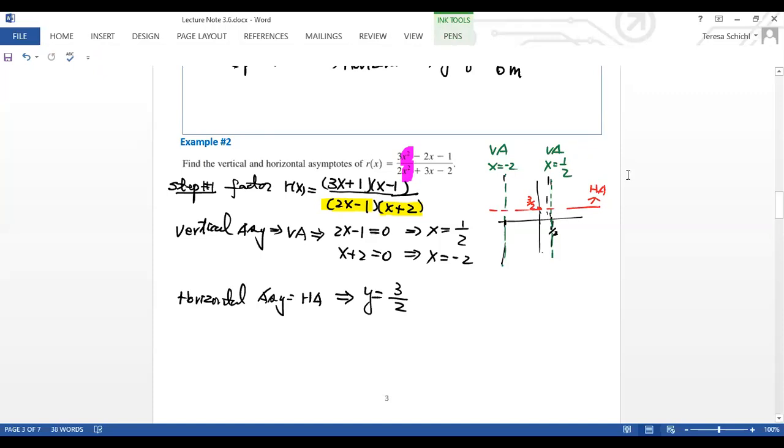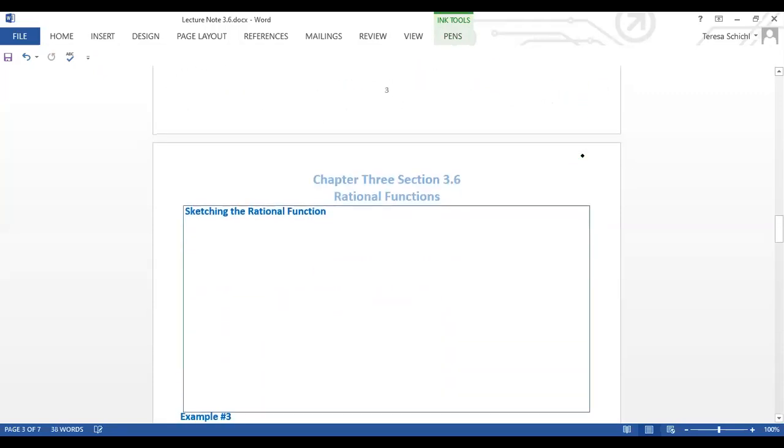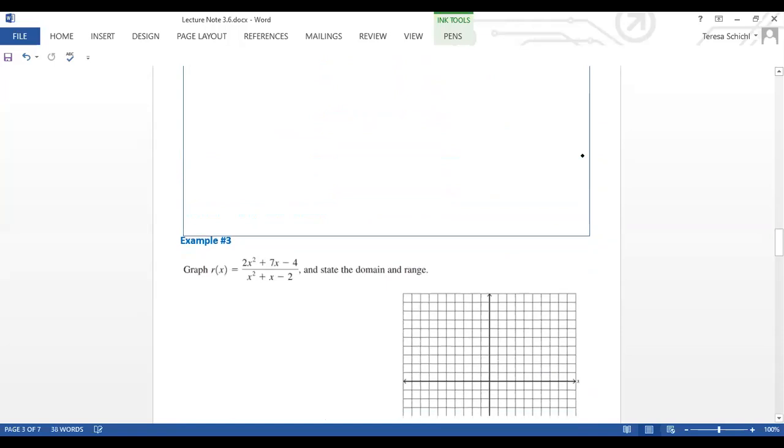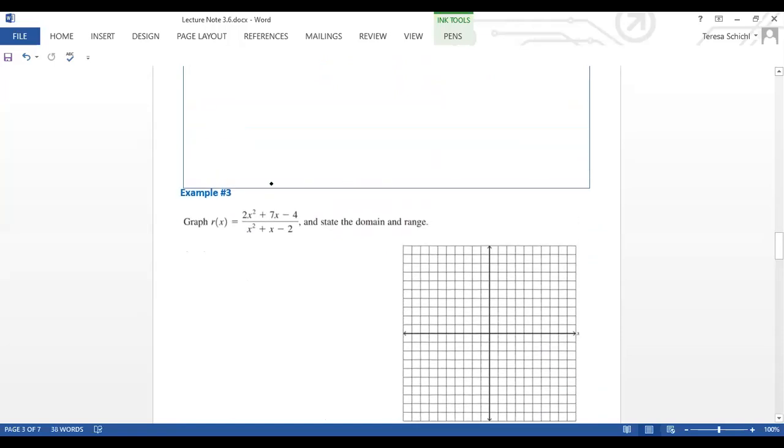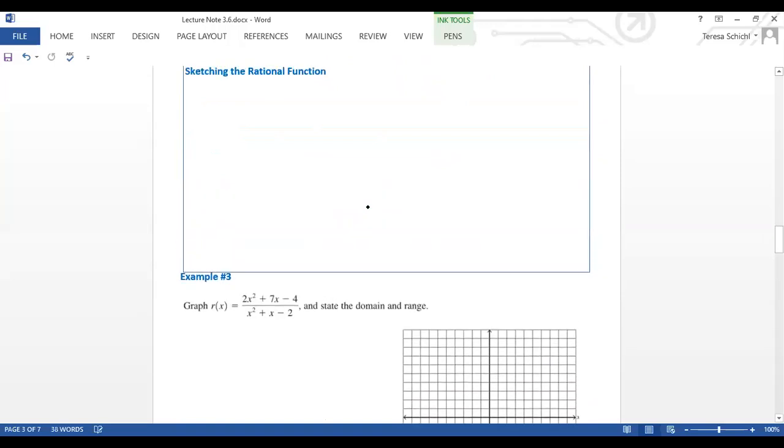Okay, now we combine all this information. Now we need to know how to graph here. I'm going to go step by step and show these examples. Let's take a look at how to sketch a rational function. This is not easy, but you need to be careful. Step number 1: factor both the numerator and the denominator.